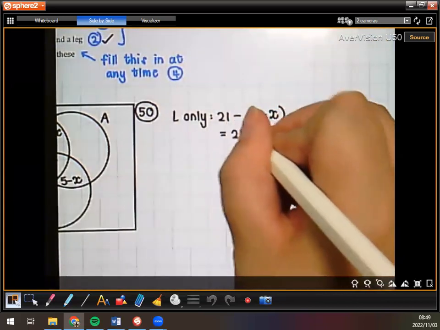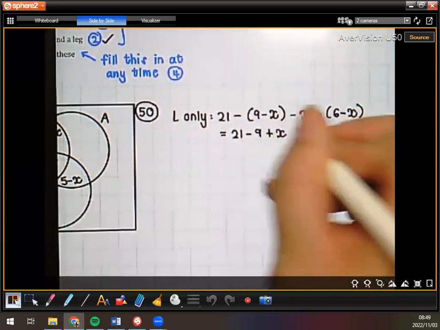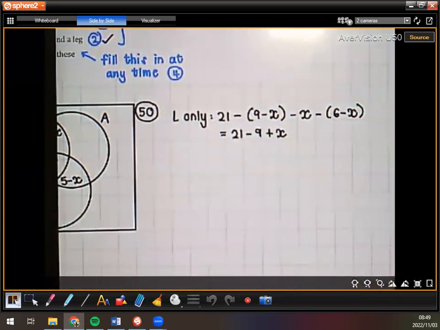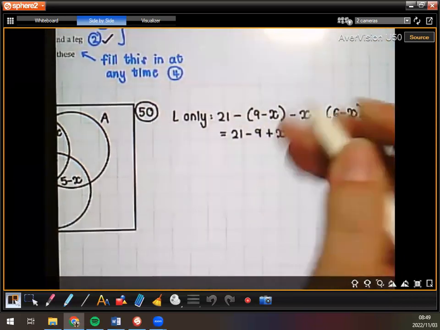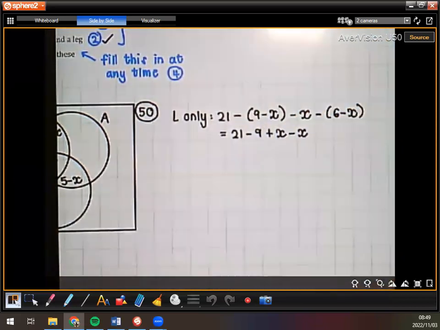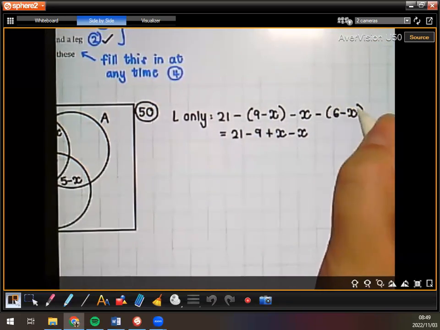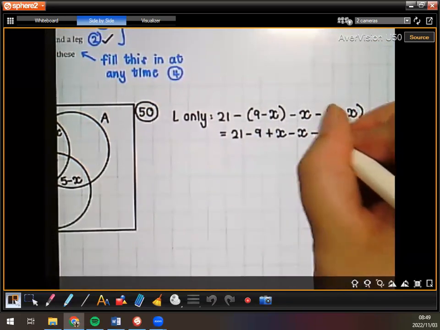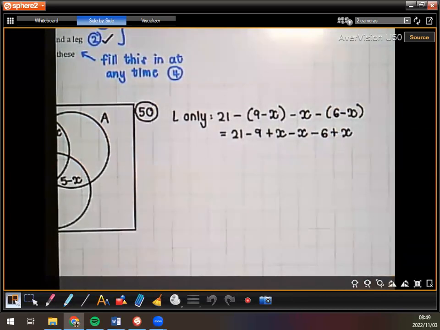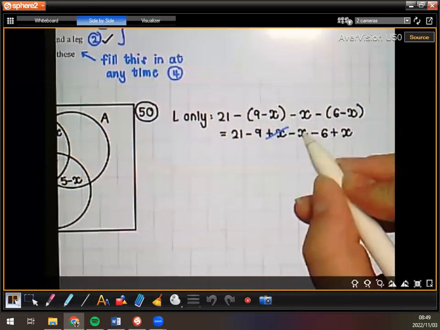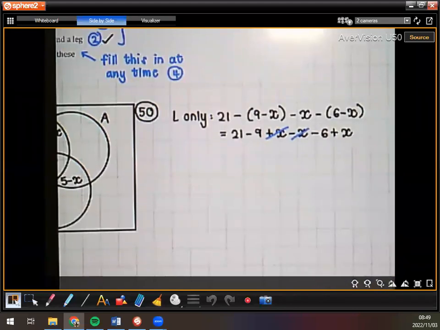So now what we want to do is multiply those brackets out, right? There's a minus in front of the first bracket, so negative 9 plus x. Here we have a minus x. And this negative will go in the bracket again, so negative 6 plus x. Now you should see that the first plus x and that minus x cancel each other out, right? So x minus x is 0. We're left with a plus x, so we're going to have a plus x there.